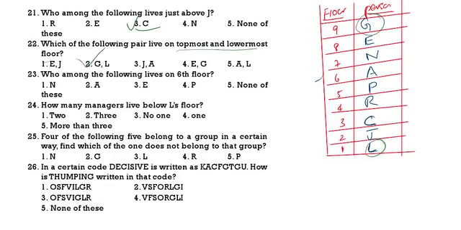Who is living on the 6th floor? A. How many managers live below L? Below L, is there any manager? No one. So no one is the correct answer.